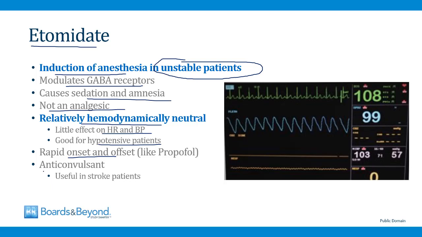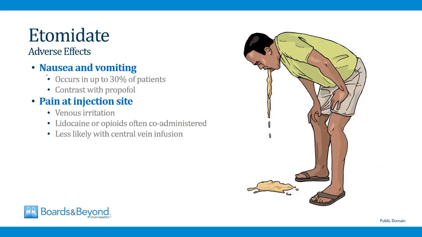Also, just like propofol, it's an anticonvulsant, and for this reason it can be useful in stroke patients who are prone to seizures. In contrast to propofol, which has antiemetic effects, etomidate often causes nausea and vomiting. This happens in up to 30% of patients, and that's why propofol is the drug of choice in stable patients who can tolerate the blood pressure changes with the drug.